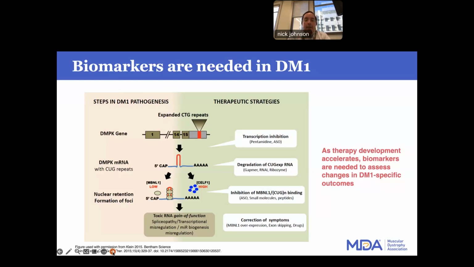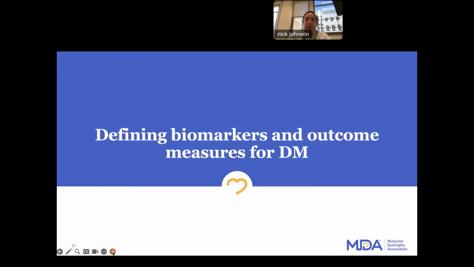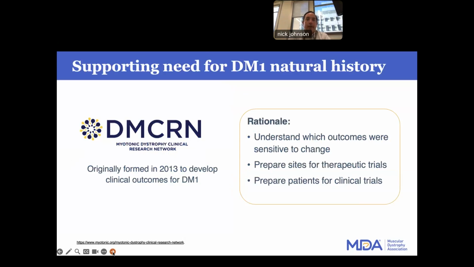It's not to be underemphasized that it's also important to think about correction of symptoms like daytime sleepiness, the myotonia, and other approaches that can be developed. But with all that therapy development, we do certainly need biomarkers to assess changes in DM1 specific outcomes. So let's define those biomarkers and outcome measures.